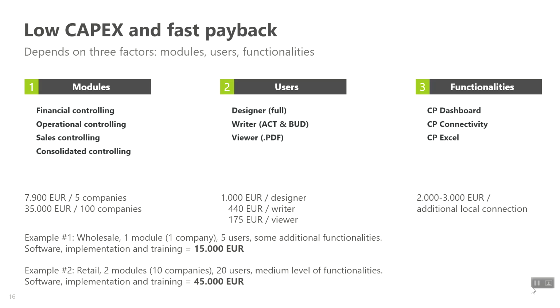If we want to see what it costs in total, for a small wholesale company that has only one company within group and 5 users and a low level of additional functionalities, the whole software implementation and training cost around 5,000 euros. In the second example, where we have a retail company with 2 modules, 10 companies, 20 users and a medium level of functionalities, the whole price goes to 45,000 euros.